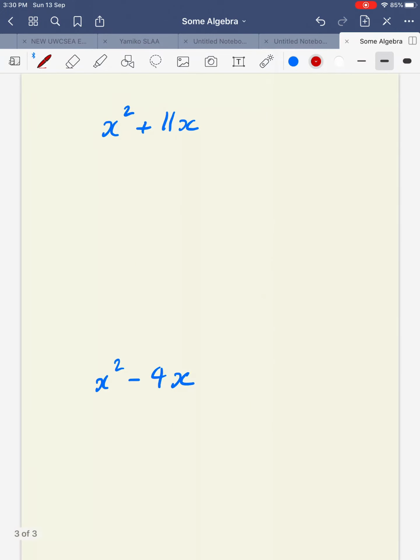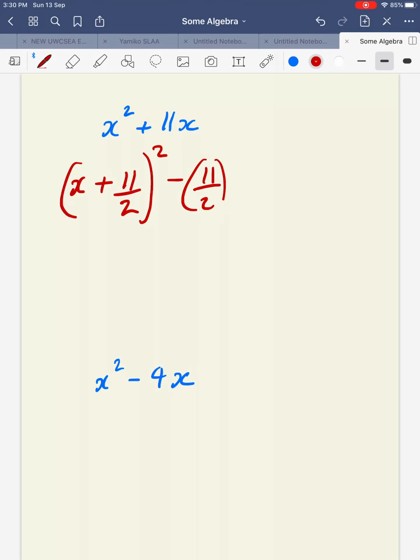So here, even if you've got an odd number, you can still do it. It'll be x plus half of 11. Now instead of writing 5.5, we can just work with the fraction. X plus 11 over 2, always half of that number squared. Then we have to take away the 11 over 2 all squared.